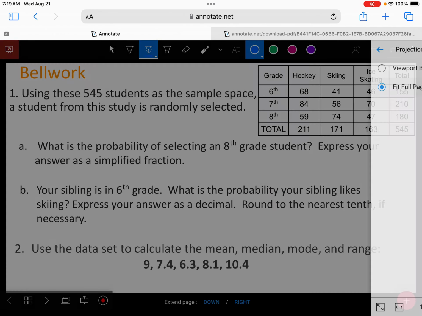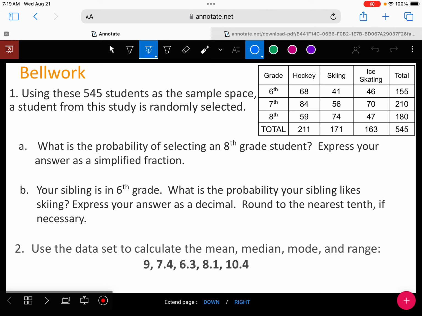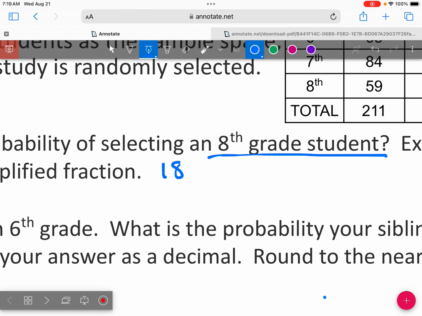So, I didn't change anything. So, the probability of them being an 8th grader, we take our favorable outcomes, our total number of 8th graders. So, our 180 out of everybody, 545. So, there's our unsimplified fraction.